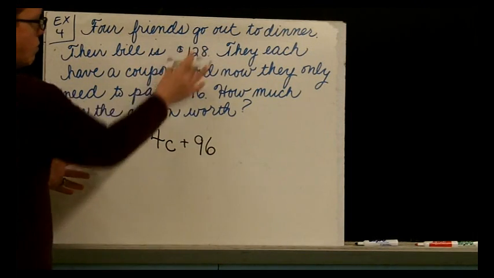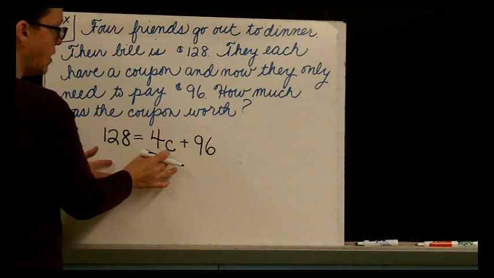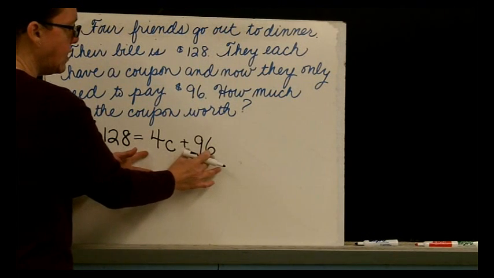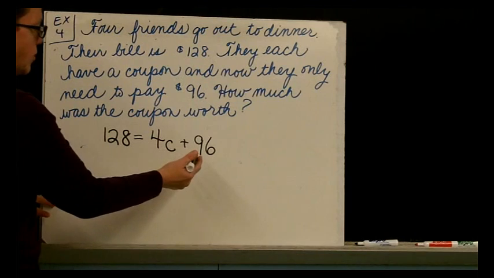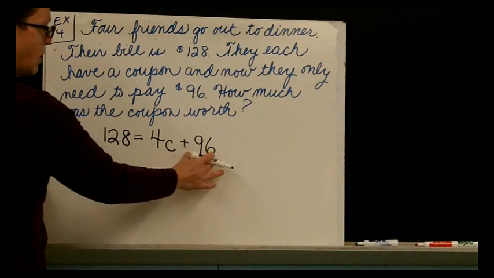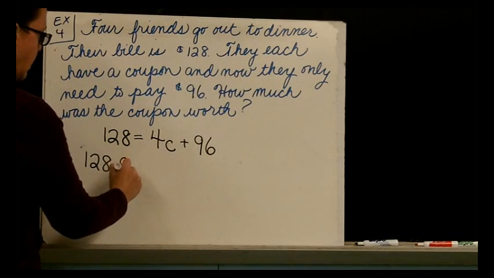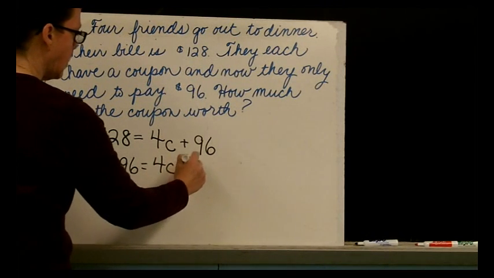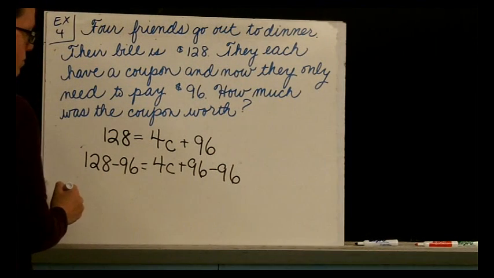But here, just to review, their total bill was $128, and that was made up of the 4 coupons that they had and the $96 that their bill was. So the first thing we have to do is put a negative 96 on both sides. We want to get rid of our constant. We have 128 and our negative 96 equals 4c plus 96 minus 96.